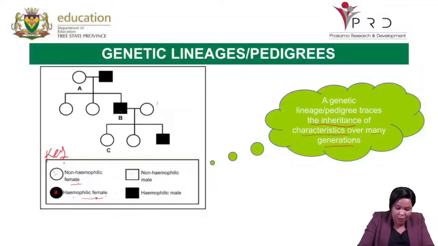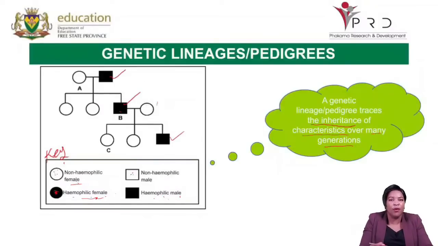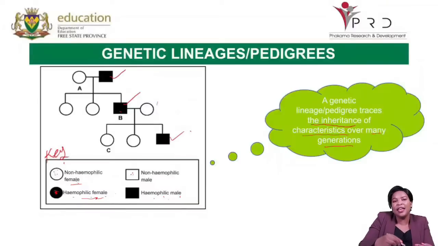Then you see the squares. The squares, you have the empty, non-shaded squares. They are non-hemophilic. And then the shaded squares represent hemophilic males. Then you can already go to your diagram and check which ones are hemophilic males. Then already you know these are males and they are hemophilic. Then you can work out the genotypes based on what you are given of these particular people, and also check where they got it from, because you trace it backwards.